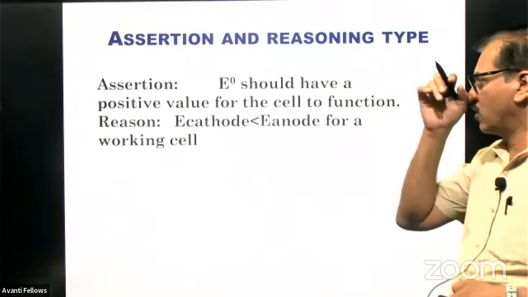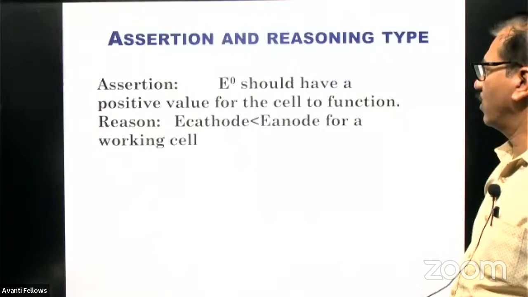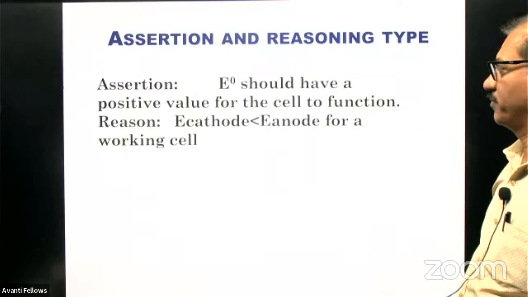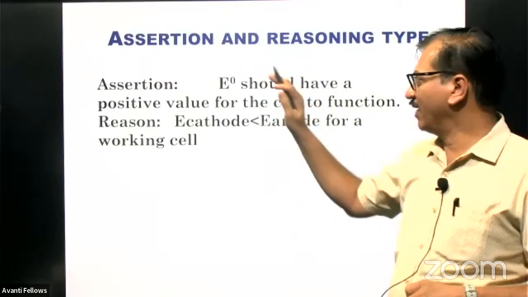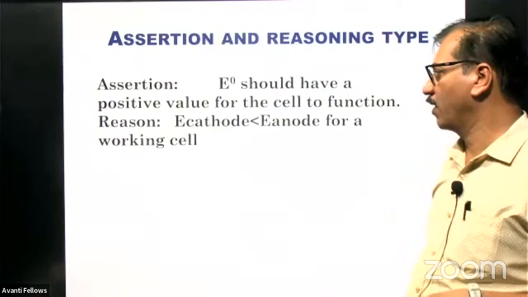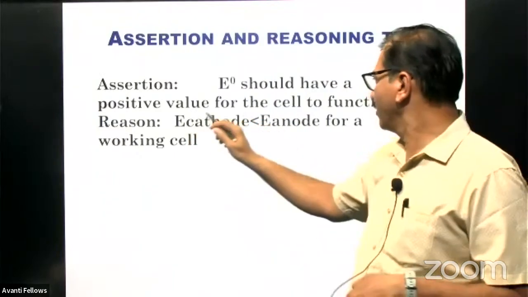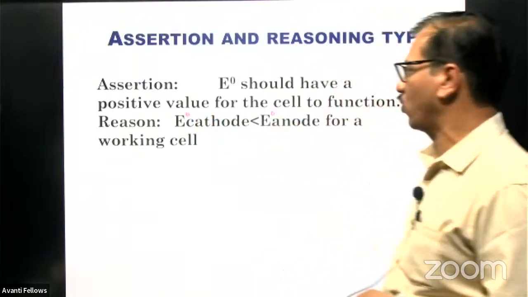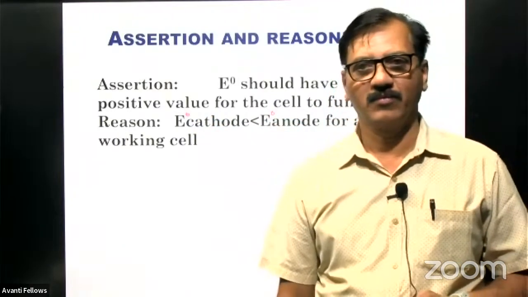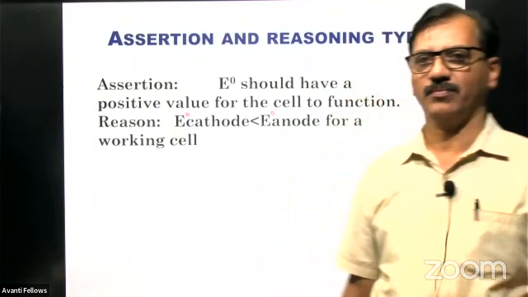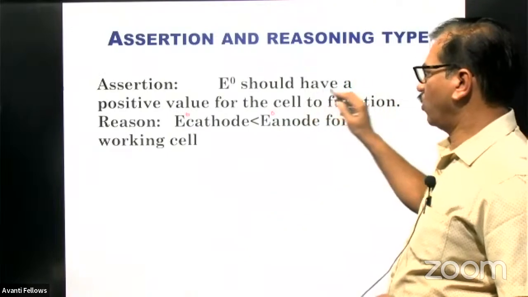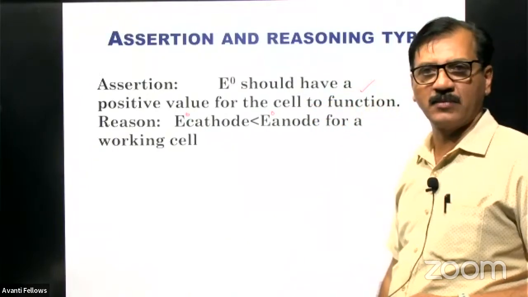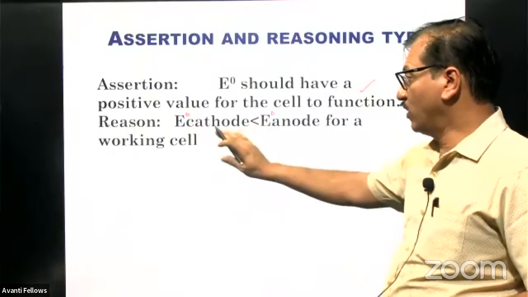Right. Another assertion and reasoning question. Assertion: for a cell to function, E0 should have a positive value. Reason: E0 cathode is less than E0 anode for a working cell. Is it so? So E0 should be a positive value. This is the right thing, absolutely right. Okay, this is discussed. But is it so?